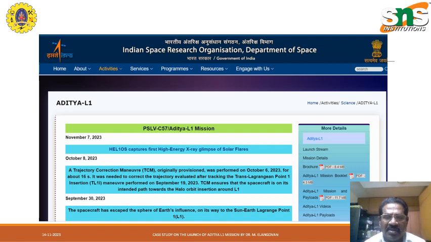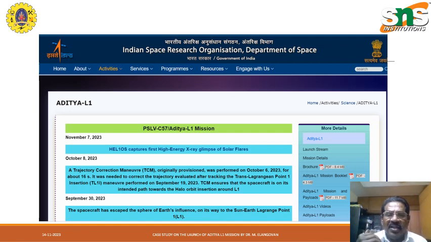Now, students should understand that these kinds of small corrections will be done on the trajectory, why that happens, and how they are brought back to the original orbit. Now, the last update received is on November 7th, where the Helios, one of the payloads that we have been talking about, captures the first high energy X-ray glimpse of the solar flares. Now, solar flares are there on the Sun. We have already seen that, and such flares' image has been captured and has been sent.